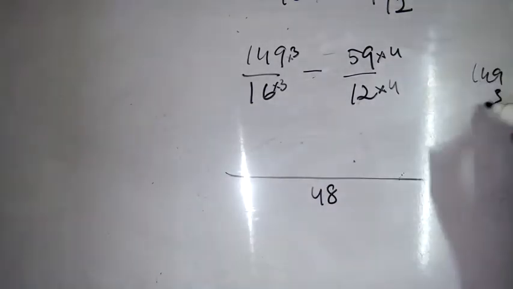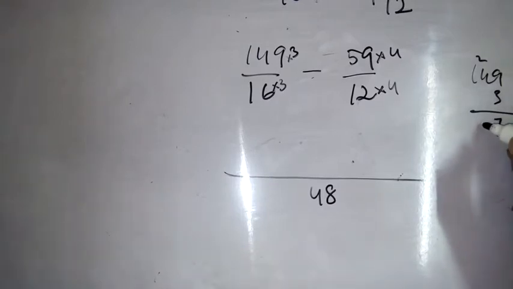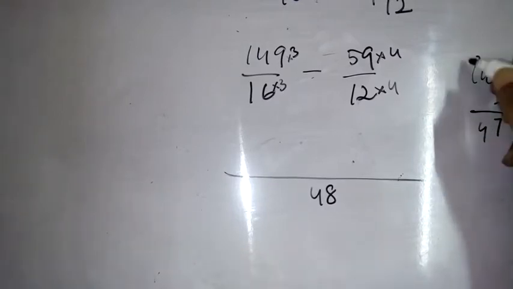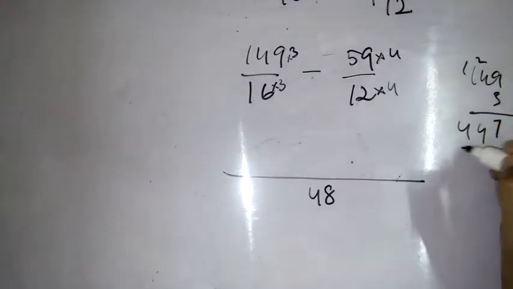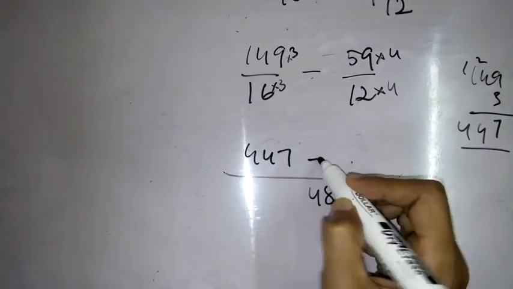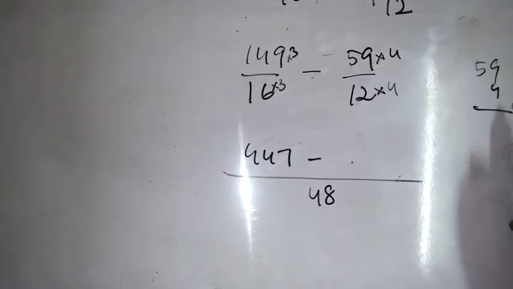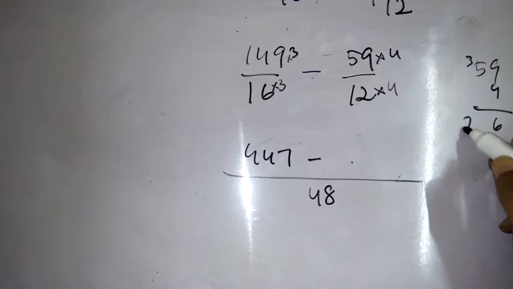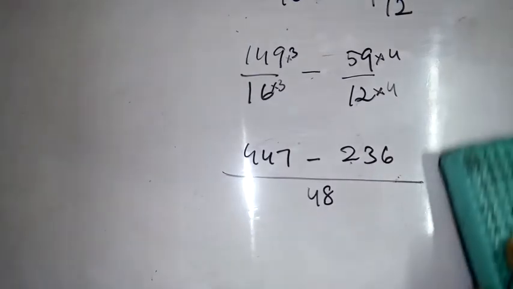149 into 3. 3 nines are 27. 3 fours are 12, plus 2 is 14. 3 ones are 3, plus 1 is 4. So 447. 447 minus 59 into 4. 4 nines are 36. 4 fives are 20, plus 3, 23. So 236. You understand this?